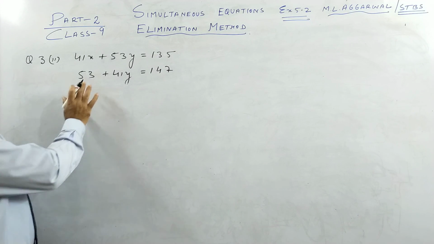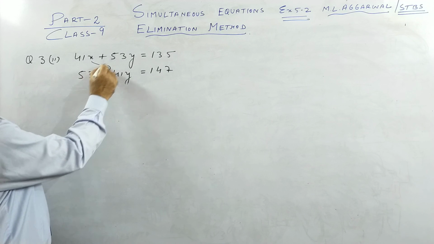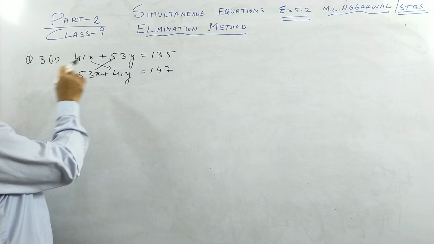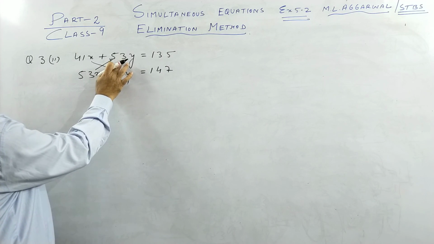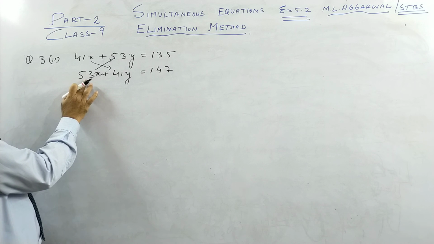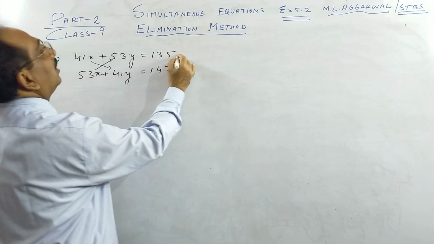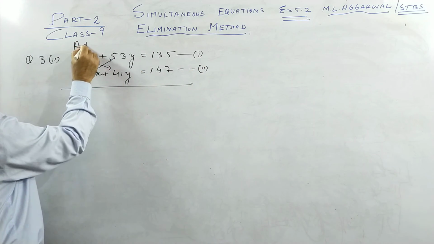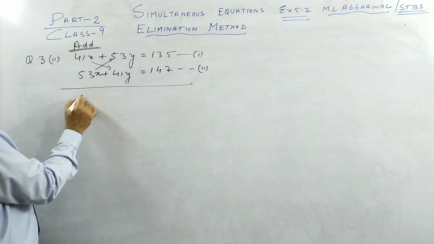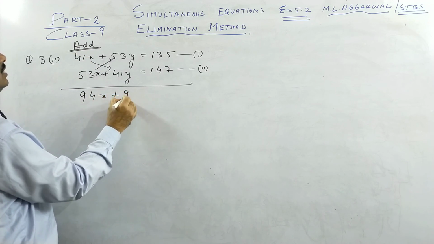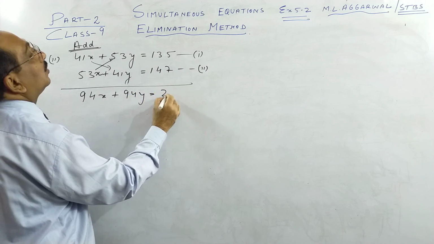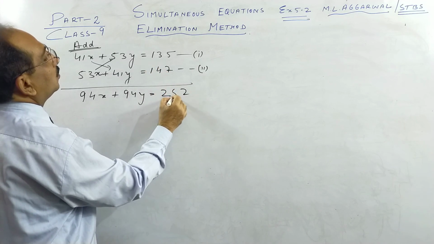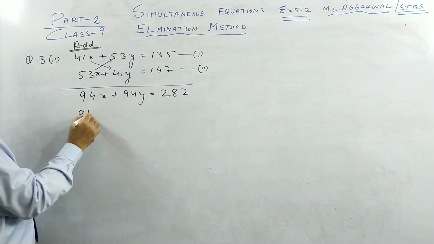So here, see, very nice, this is like something crisscross. The coefficient of x here is equal to the coefficient of y, and the coefficient of y here in the first equation is equal to the coefficient of x. So let this be equation 1, let this be equation 2. First step, simply add. When you add, children, you will get 94x plus 94y is equal to 282. Take out 94 common.